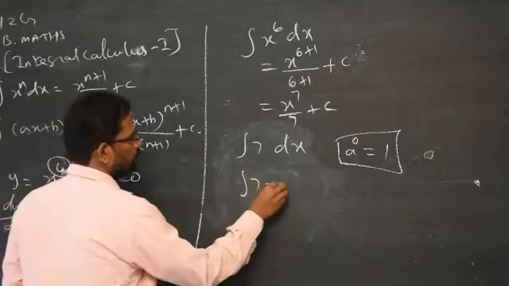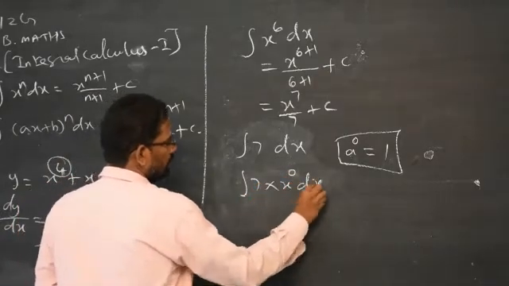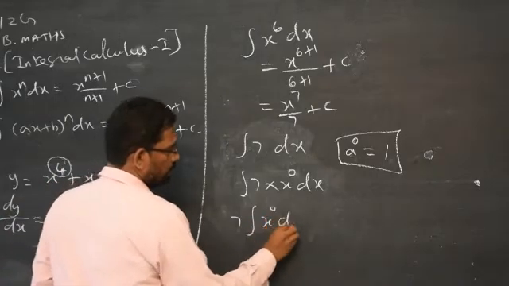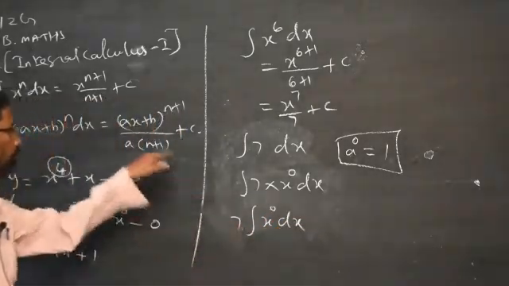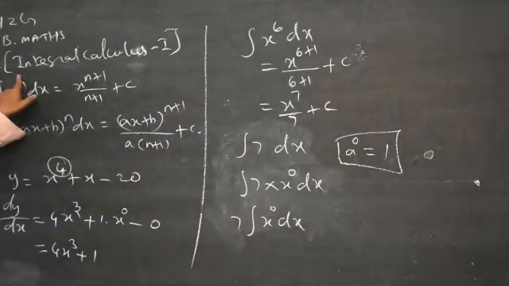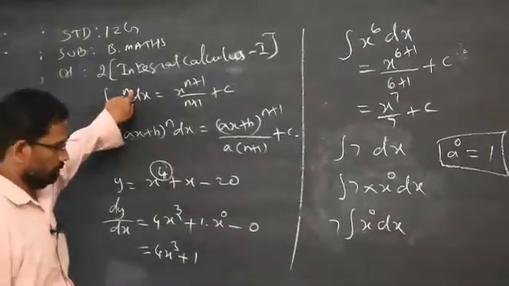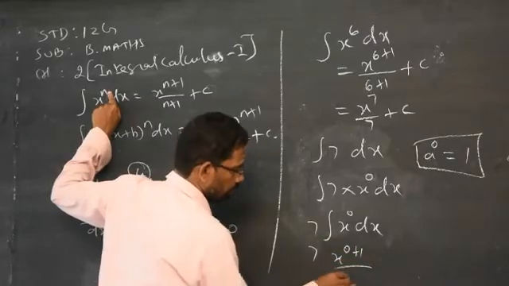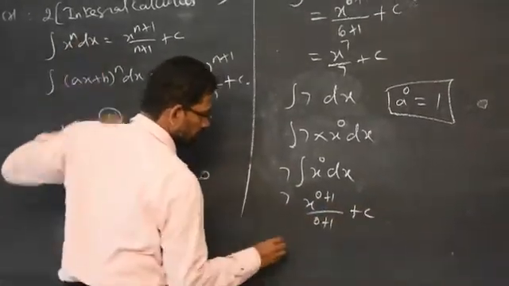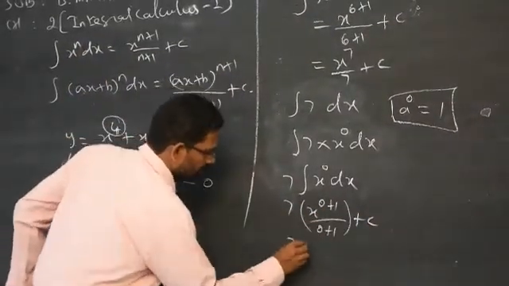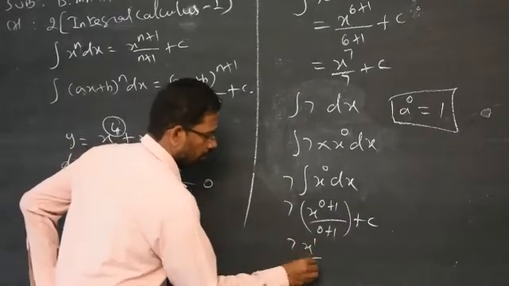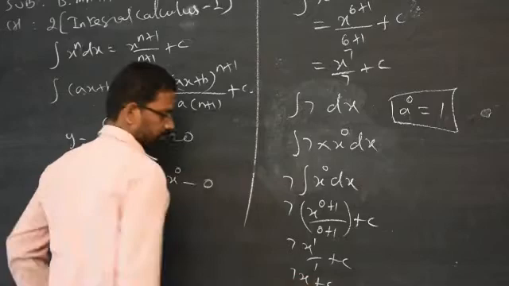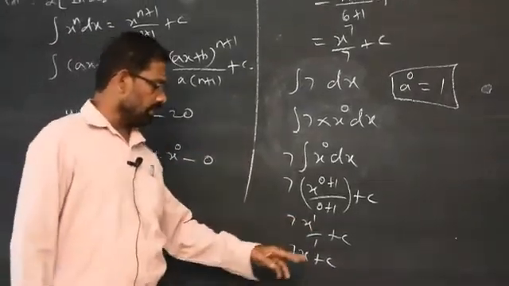So 7 into x power 0 into dx. 7 is the constant, we will take outside. X power 0 into dx. So according to the formula, you have to add always 1 to the power. So 7, 0 plus 1 by 0 plus 1 plus c. That is 7 x power 1 by 1 plus c. So 7x plus c. Because x power 1, you can write simply x.